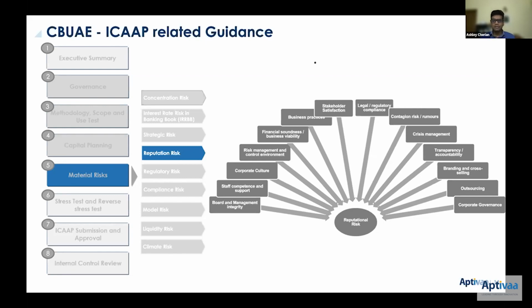But that being said, in light of the requirements around ICAAP, we feel this will continue to be very qualitative in nature.